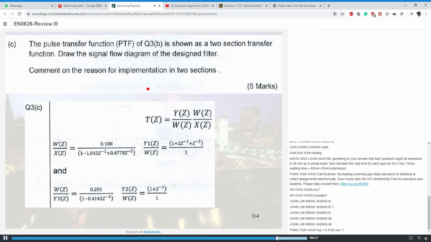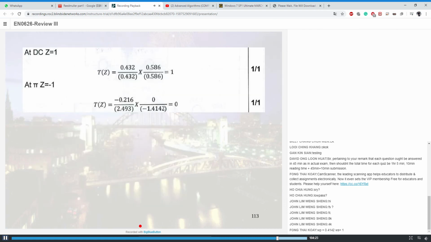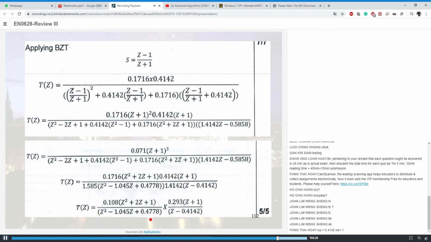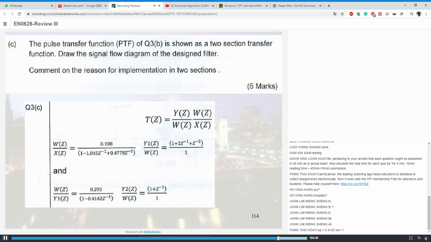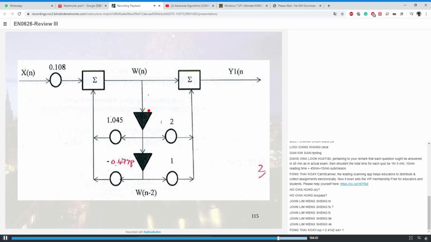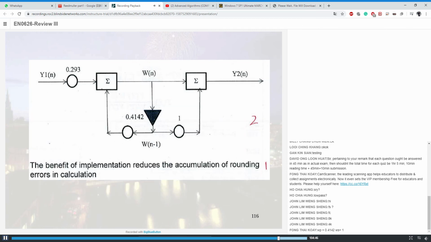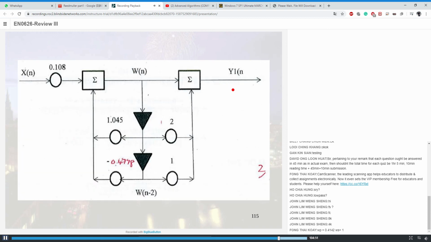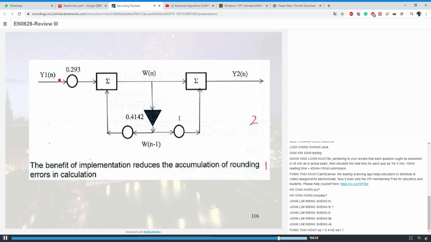Then this one. The channel plan is shown to be 2 sections. So 2 sections means you have section 1, section 2. You realize this one connecting in series to another one, cascade, actually cascading 2 sections. That will give you this one, the section 1, section 2. Connecting in series, because here is the Y1N output, this Y1N output connects to this one, Y2N.